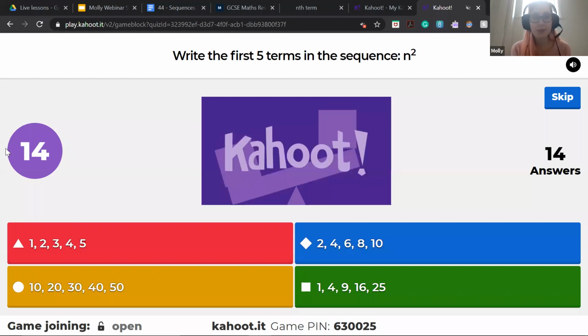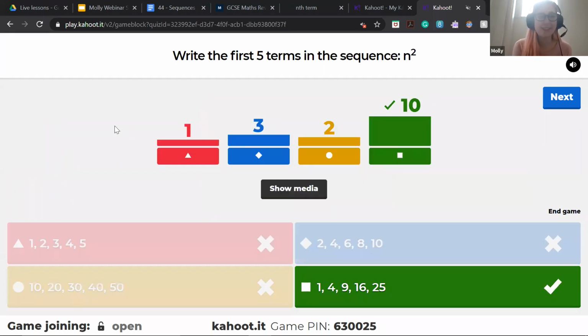I'm hoping that I've got all the timings right so I shouldn't have to skip. It should be the right amount of time for each question. Okay, awesome. Loads of people getting that. This is because it's 1 squared, 2 squared, 3 squared, 4 squared, and so on. It's just the nth term, the first term, the second term, and so on. So that's what that means.